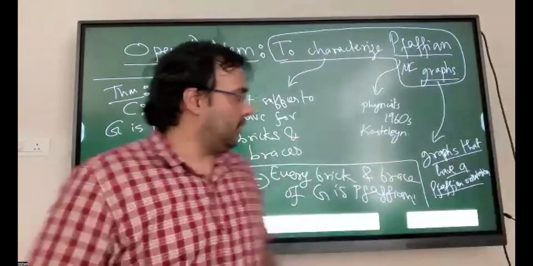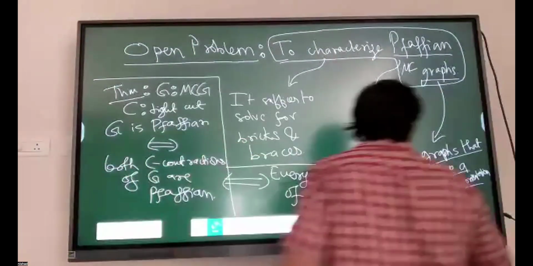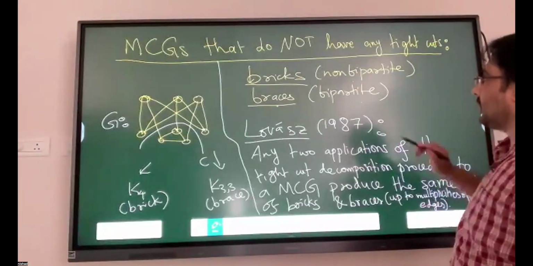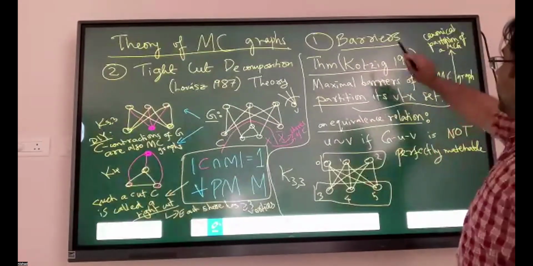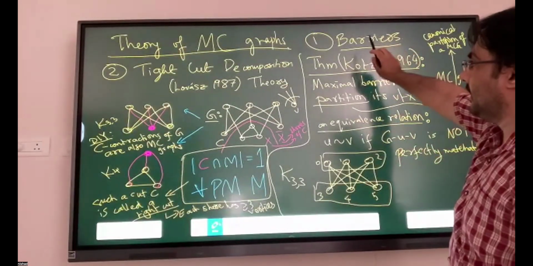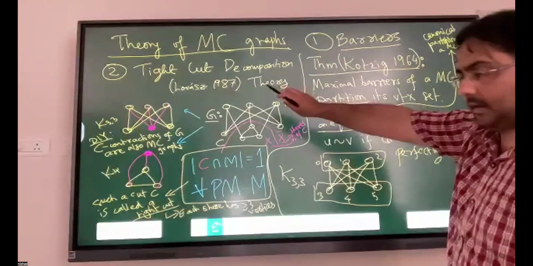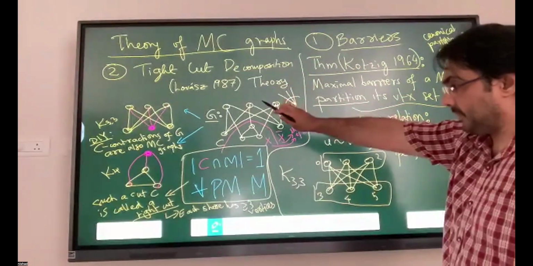Okay? I want to mention one more thing. So let's go back to the previous page. We talked about two things. One, we talked about the barriers. The next, we talked about the tight cut decomposition theory.